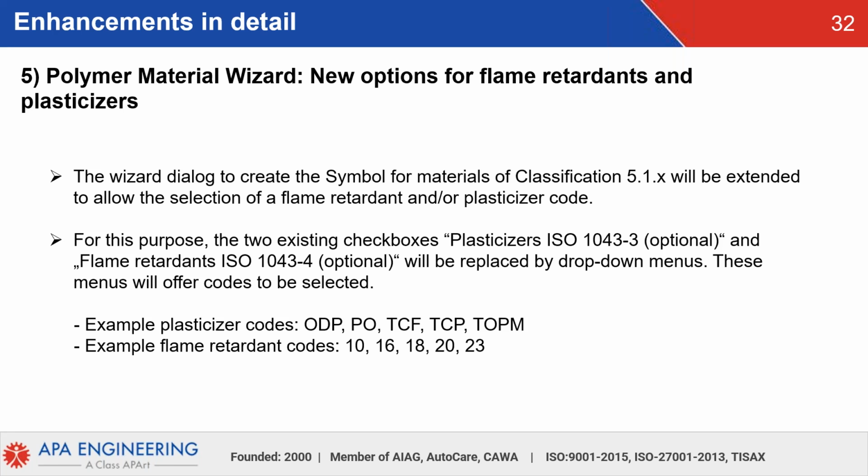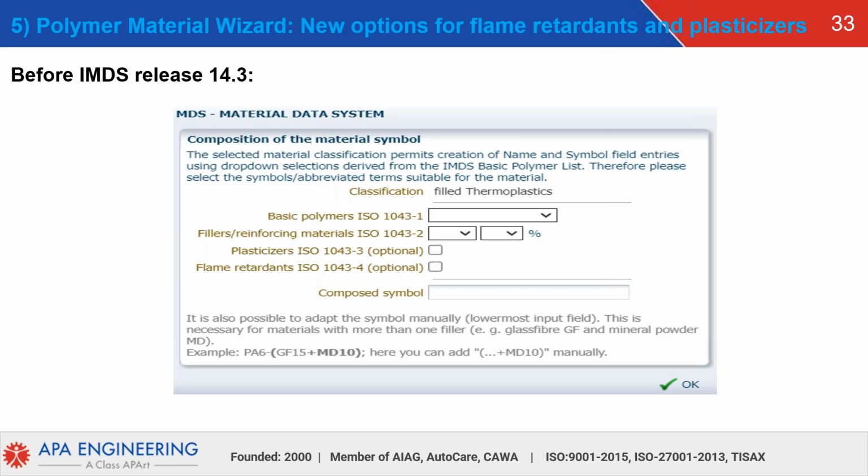So these are the updates which are going to happen in this polymer material wizard tab. I'll show an example. Before IMDS release 14.3, you could see the plasticizers and flame retardants given with a checkbox. Once this 14.3 release happens, these checkboxes will be replaced with the drop-down menu. From the drop-down menu, you can choose an exact code for the plasticizer and flame retardant. So this is an aspect of this particular update.